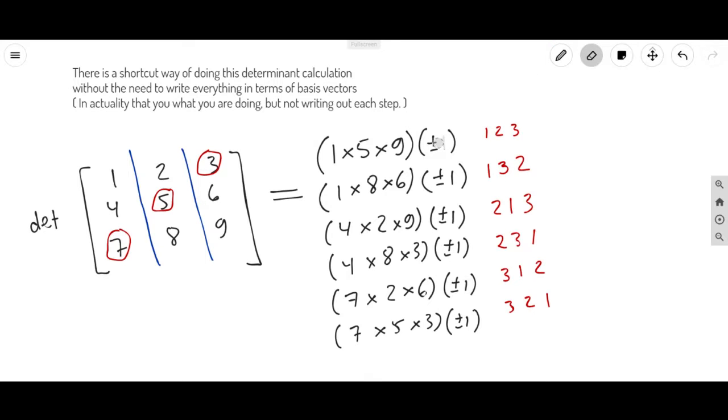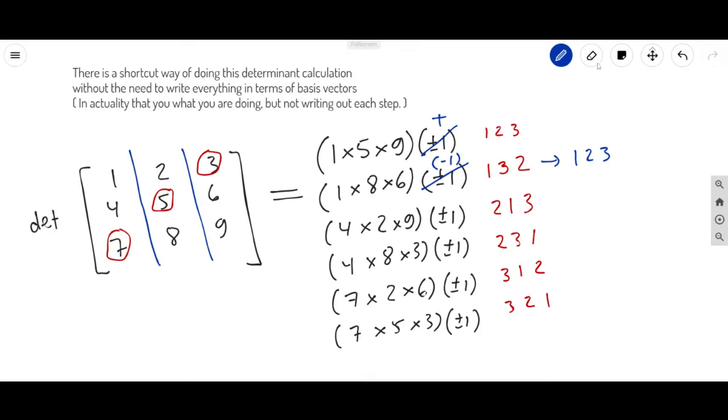So let's start with this one. Because it's in the correct order, 1, 2, 3, we know that this is going to be a positive sign. Now let's look at this one. You see, this is 1, 3, 2. You have to put it in the correct order. In order to do that, you have to flip the second and third vector. So now it's in the correct order, 1, 2, 3. But because you're doing the flip, this is now minus 1.